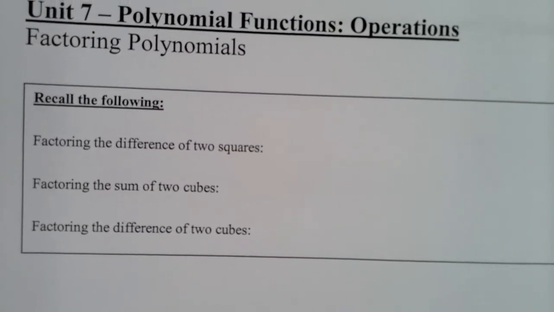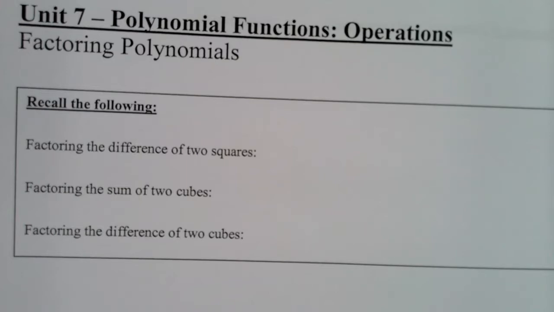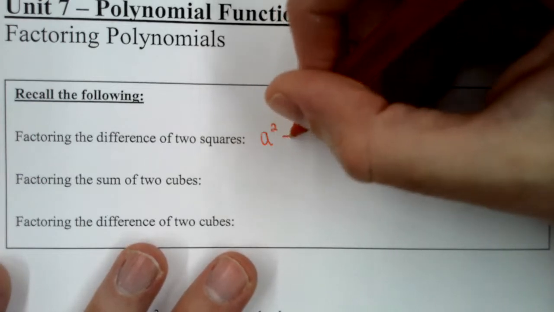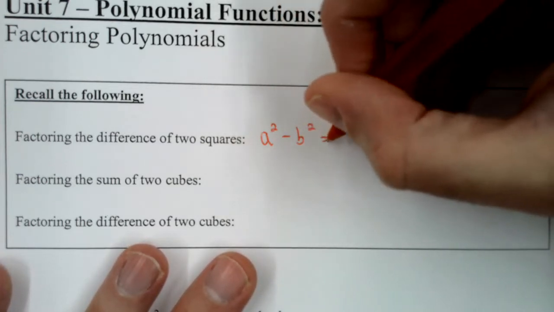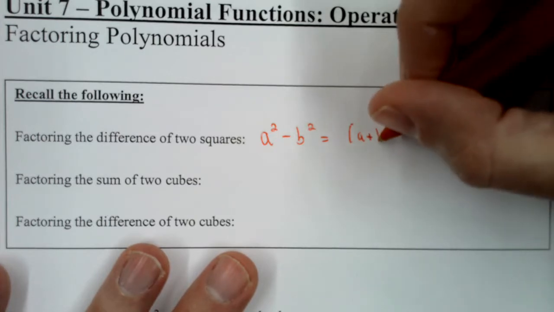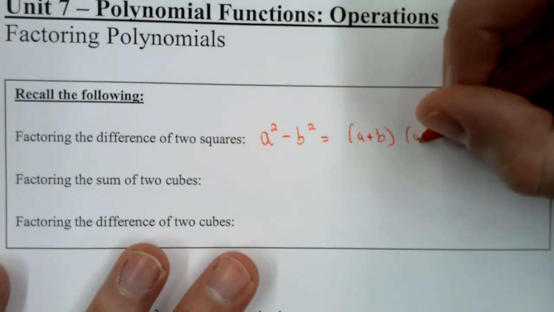Okay, so we're going to recall the following. The difference of two squares. We did that in Unit 3. You factor that like this: a squared minus b squared equals, I mean, a plus b I'll do first, a plus b times a minus b.